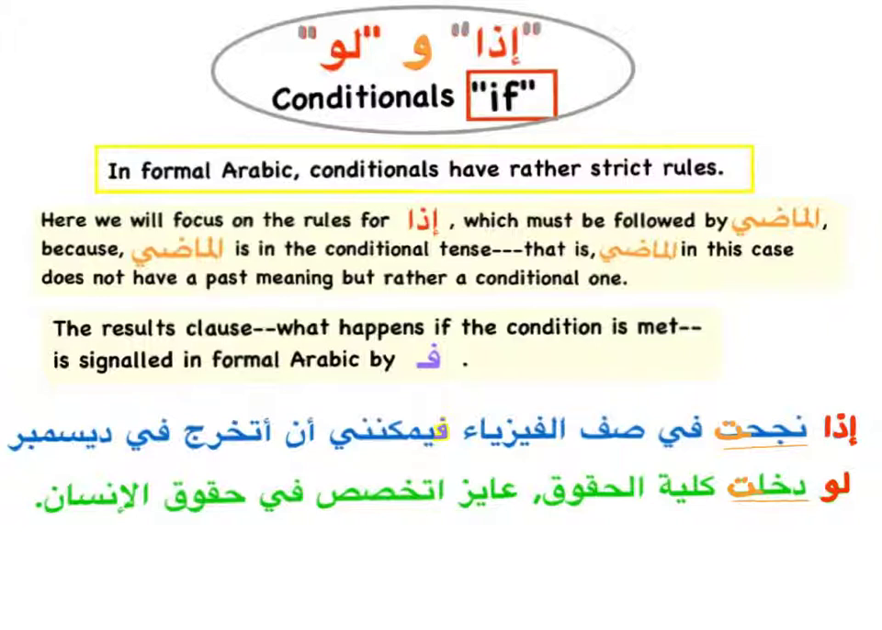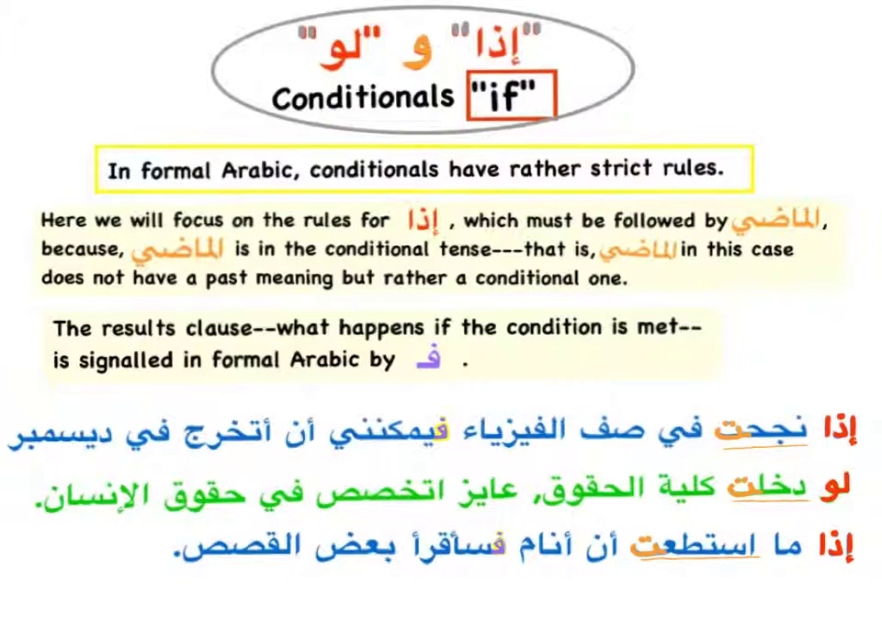In Egyptian we said لو دخلت كلية الحقوق عايز أتخصص في حقوق الإنسان. So لو, same meaning. دخلت is in the past, عايز أتخصص في حقوق الإنسان. عايز is "I want to", so it kind of gives the same meaning.